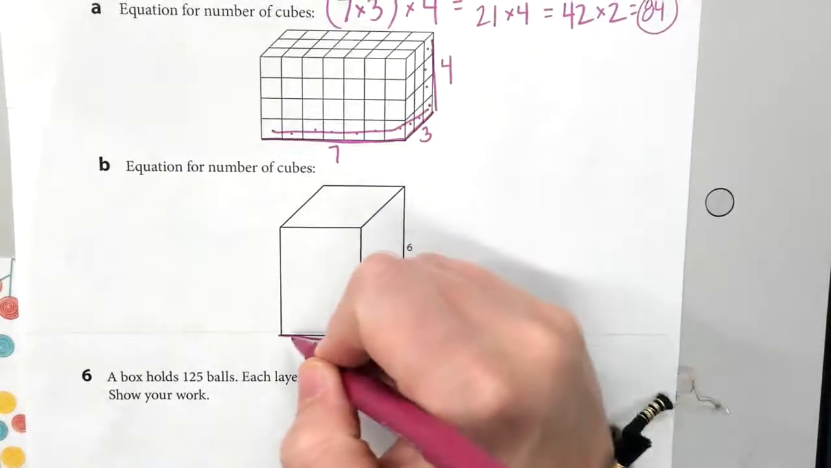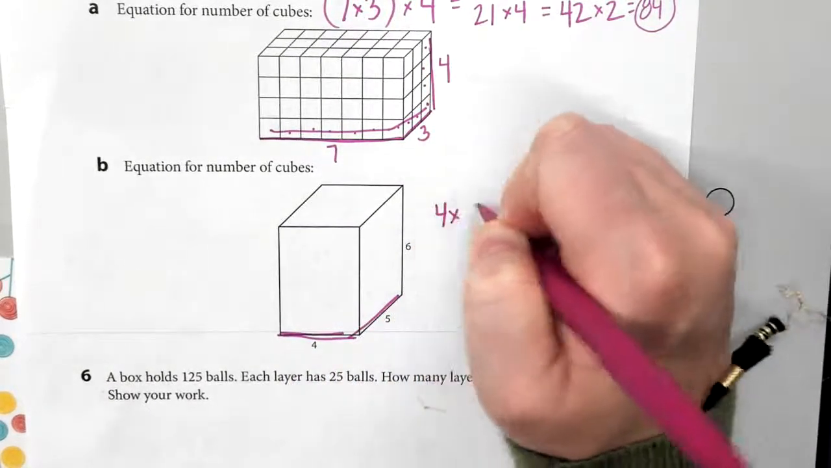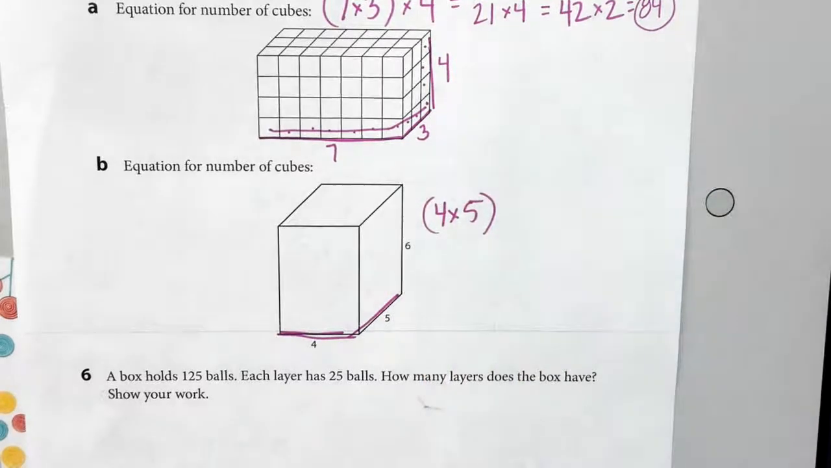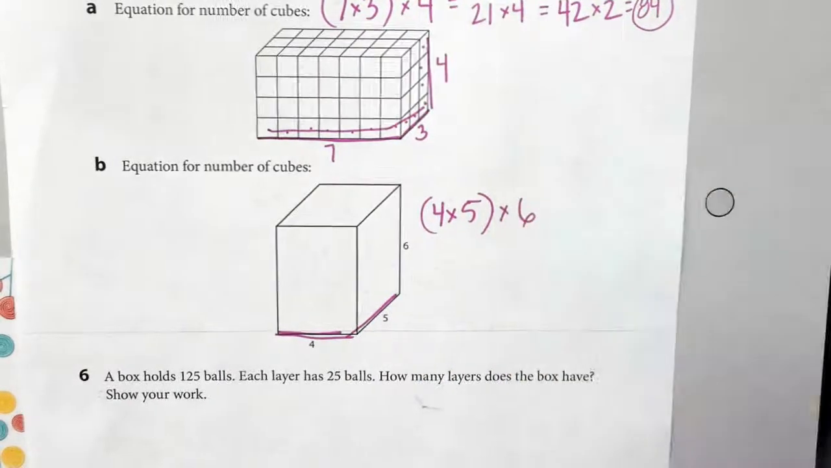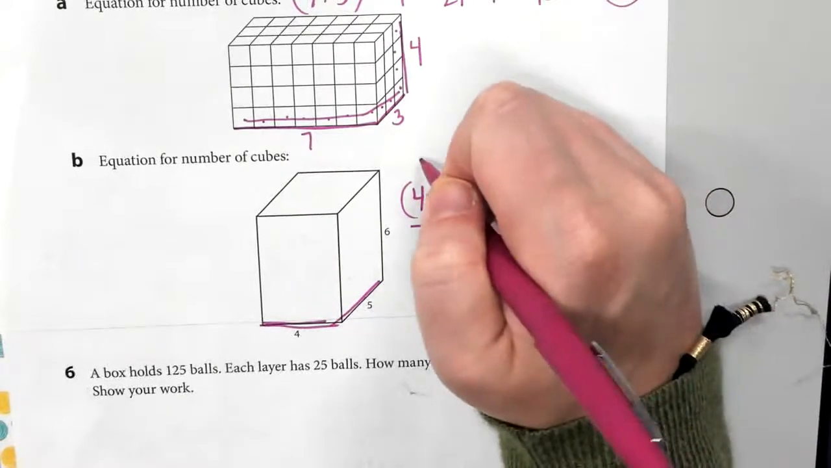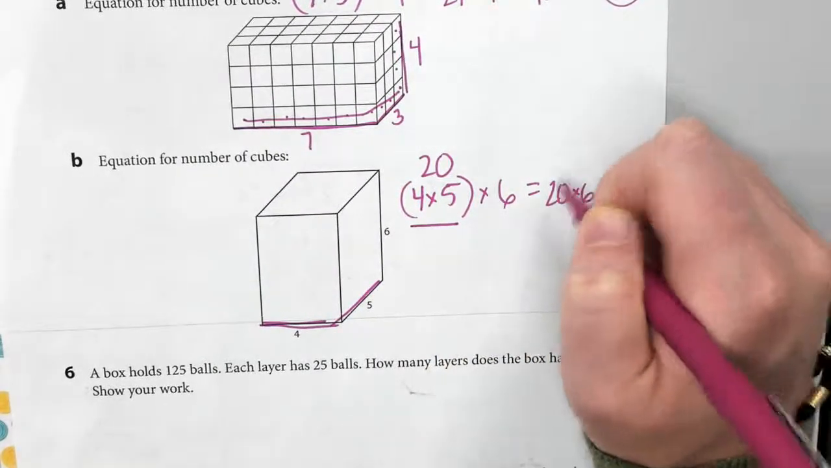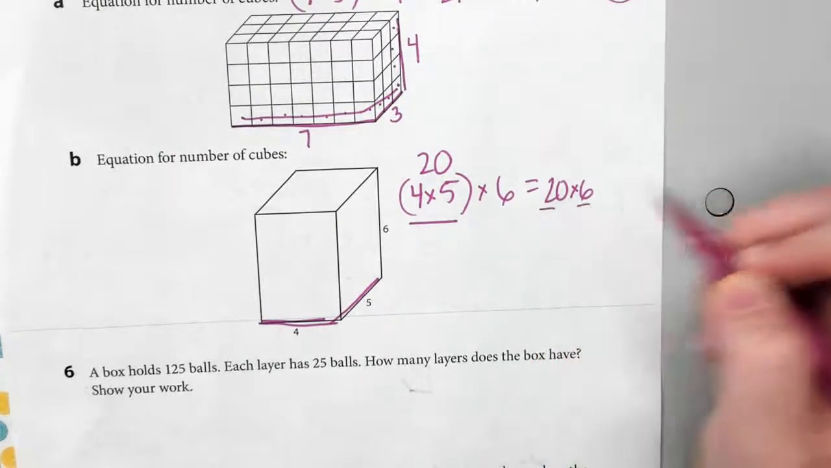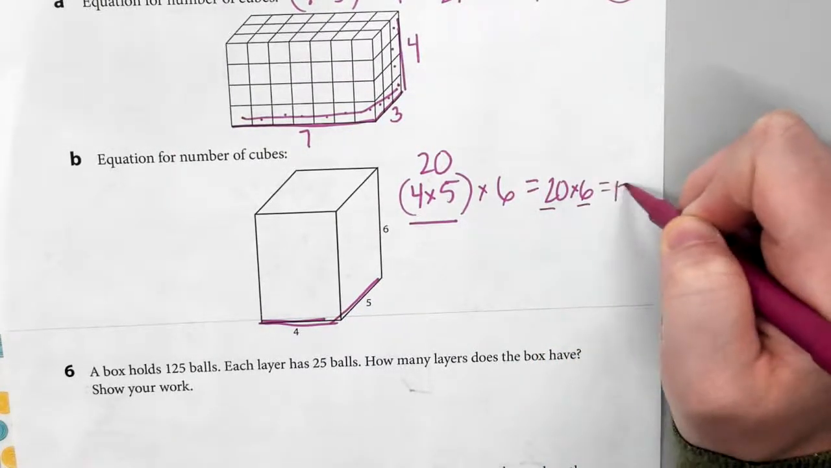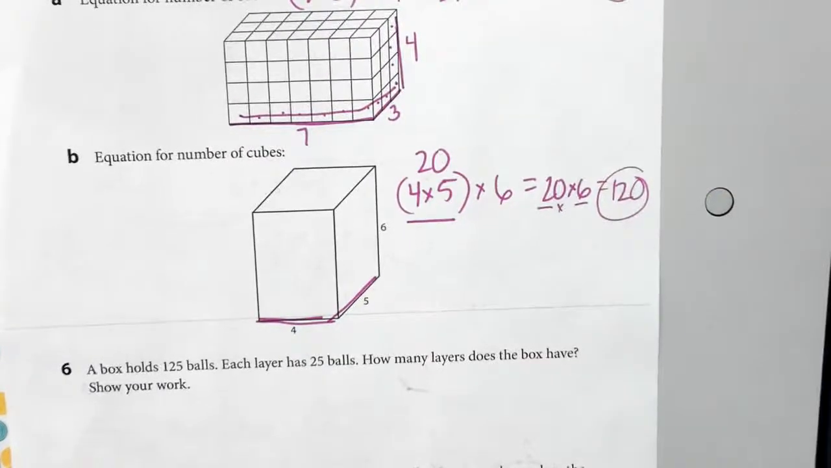All right, so what's my base? I have a 4 by 5 base. What's my height? 6. I have a 4 by 5 by 6 prism here. Now I got to go ahead and solve. I like this one because 4 times 5 is 20. So now my problem is 20 times 6. That's easy. 2 times 6 is 12, and I attach a 0, and I'm going to circle it.